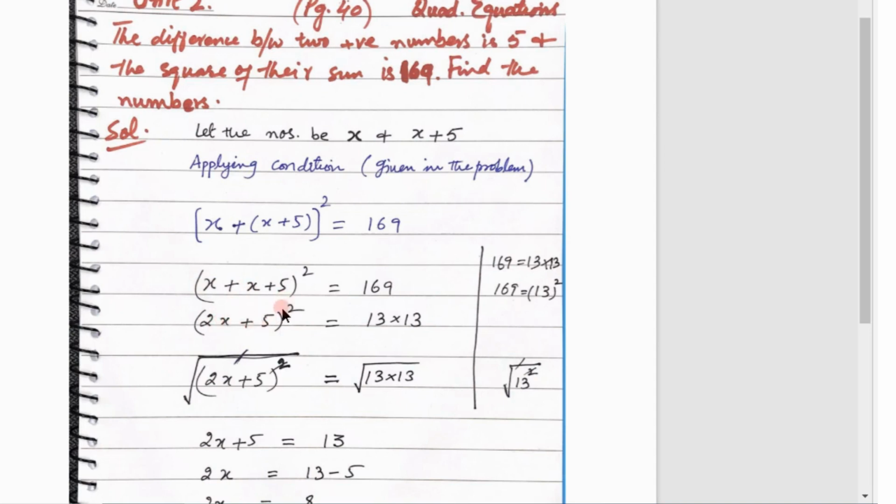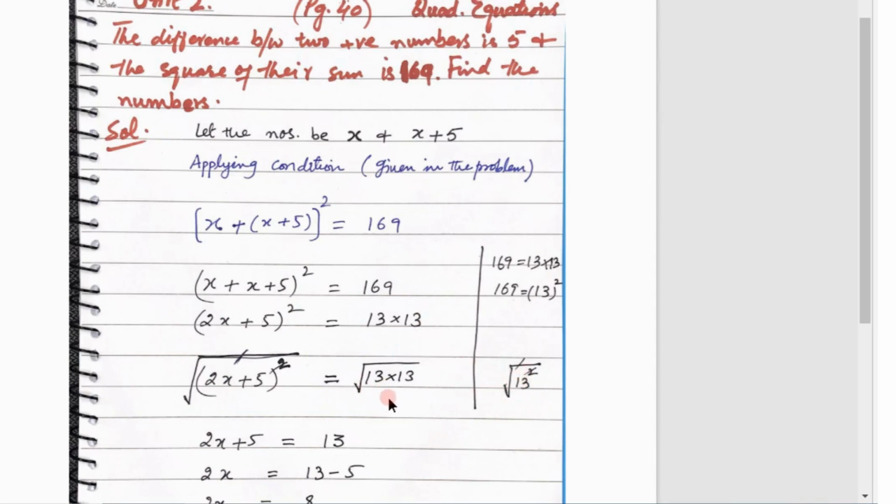Plus 5 will come as it is, and we will take the square of it as equal to... Can I write 169 as 13 into 13, because 169 is a perfect square of 13? So 13 into 13 can be written as 13 square, because 13 multiplied by 13 is written 2 times, so I can write it as 13 square. Now I will replace 169 by 13 multiplied by 13, and I will replace 13 multiplied by 13 by 13 square.